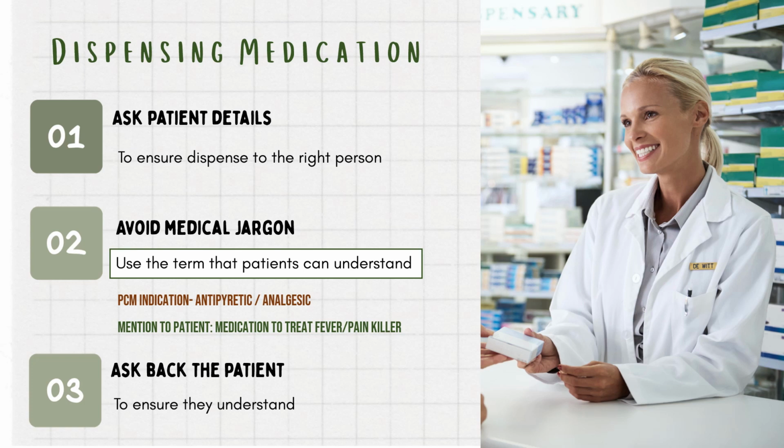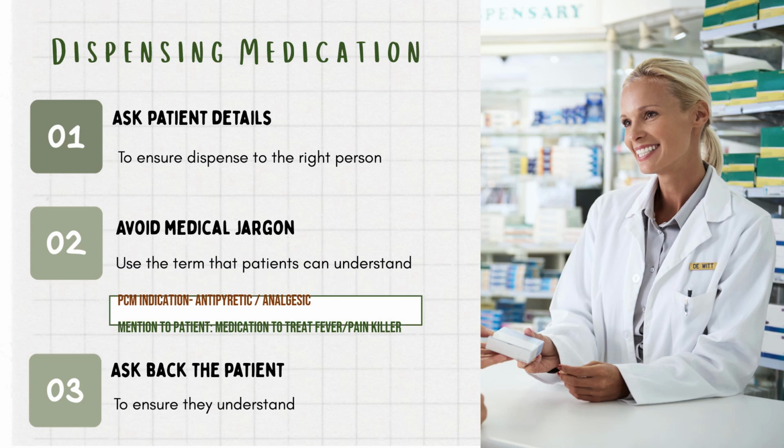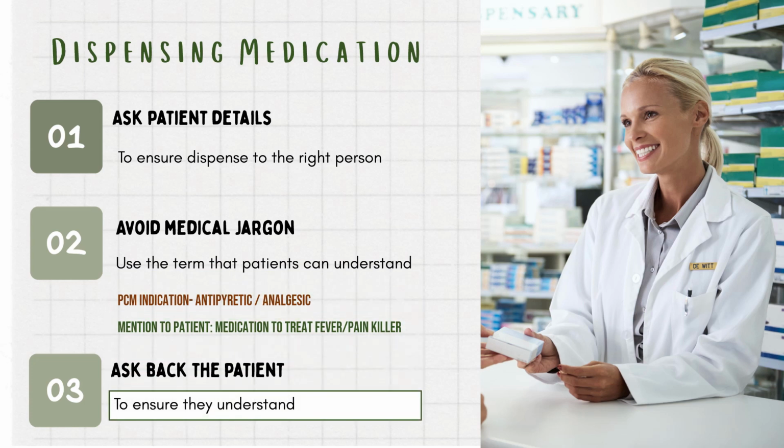For instance, when explaining the indication of paracetamol, we should not say this is an antipyretic or analgesic agent, but we mention to the patient this medication is used to treat fever or as a painkiller. Last but not least, asking the patient back about what we have explained is also a good practice to ensure that they understand well.